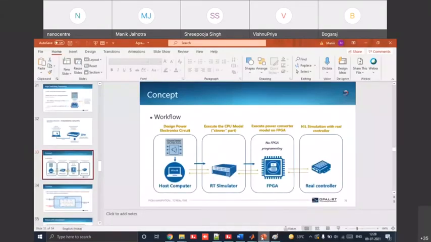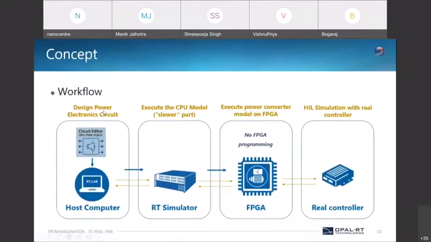Here we are designing a power electronics circuit. As in the case of the power system, we can develop the slower part on the CPU, and we can develop the power converter models which are running at high frequencies on the FPGA.